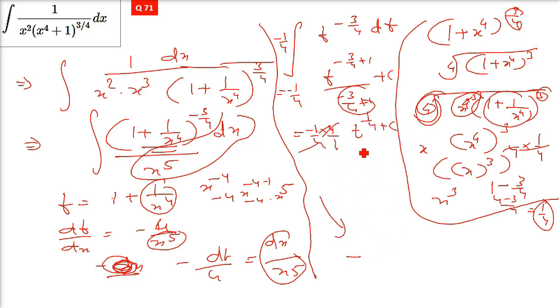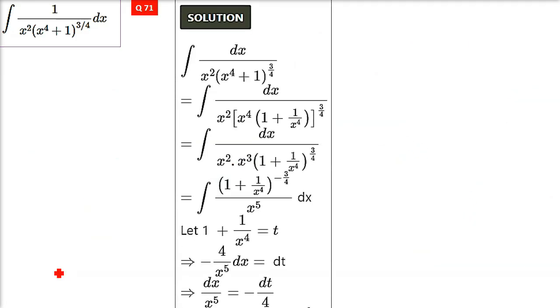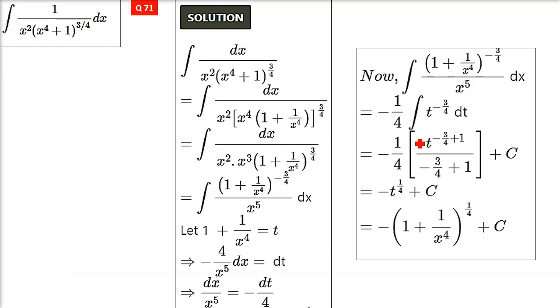So you have negative t raised 1/4. What was t? 1 plus 1 by x to the power 4, to the power 1/4. That is the 4th root, plus constant of integration. That's your final result. So this is the way you have to go about it. All signs and all symbols have to be utilized. Don't just do it the way I told you; it has to be written like this. This is the very important part which you need to consider.